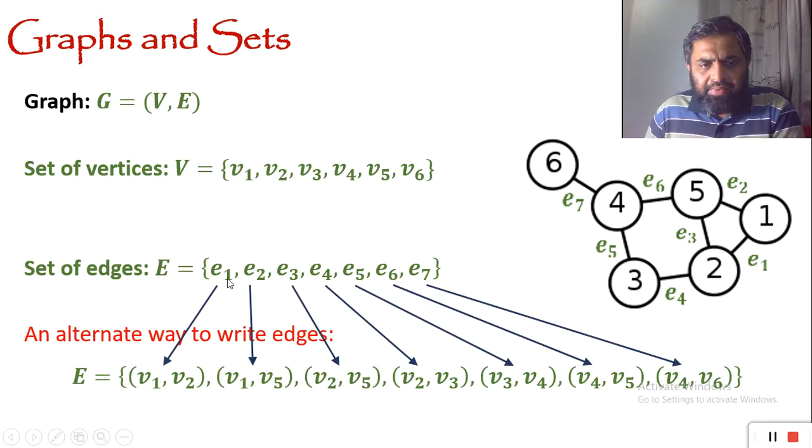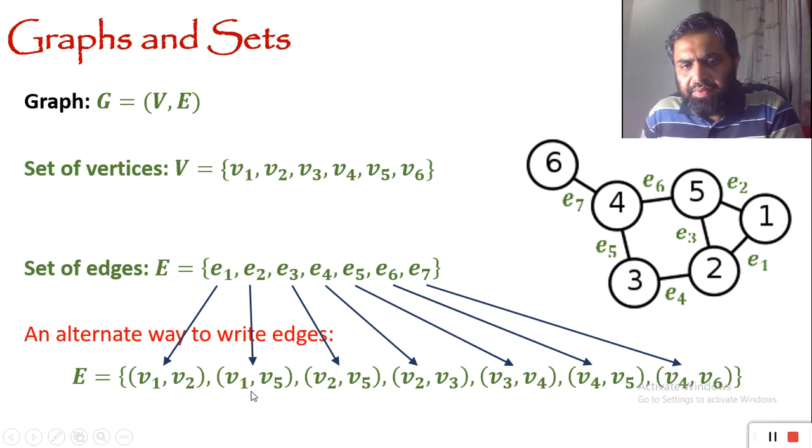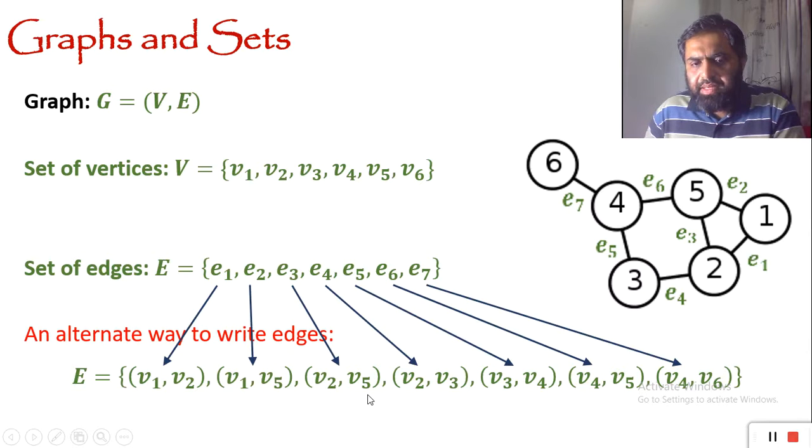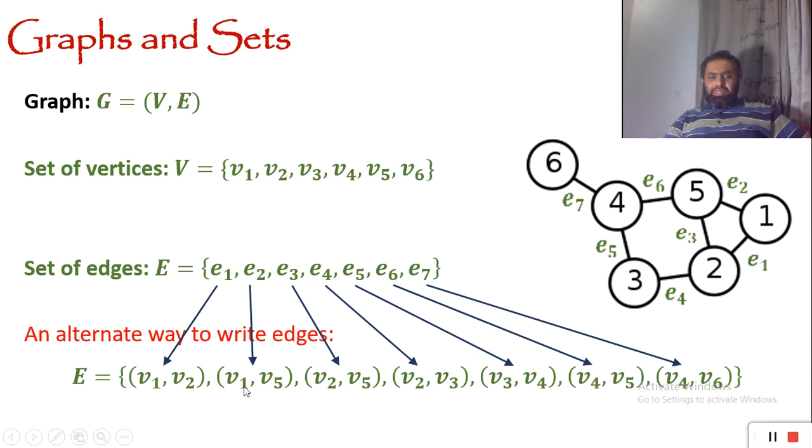So more specifically, E1 is v1, v2, and E2 is v1, v5. The edge between v1 and v5 we named E2. E3 is v2, v5. E4 is v2, v3. E5 is v3, v4, the edge between vertex 3 and vertex 4. E6 is the edge between vertex 4 and 5. E7 is the edge between vertex 4 and 6. So this notation exactly tells us between which two vertices an edge is present.